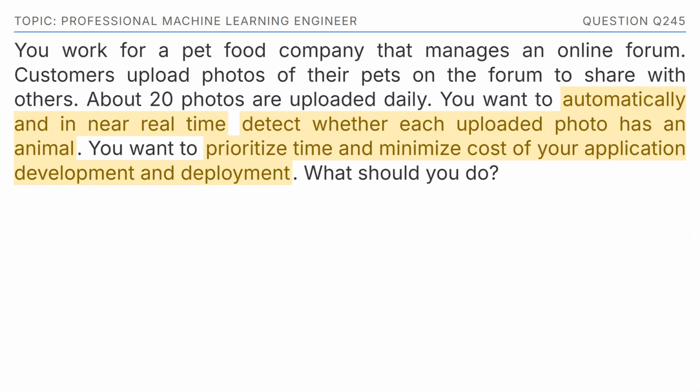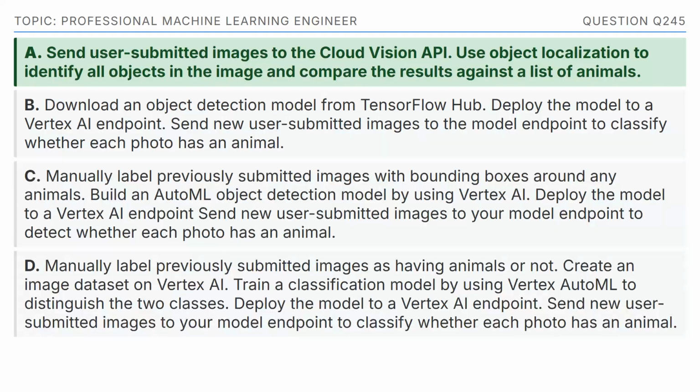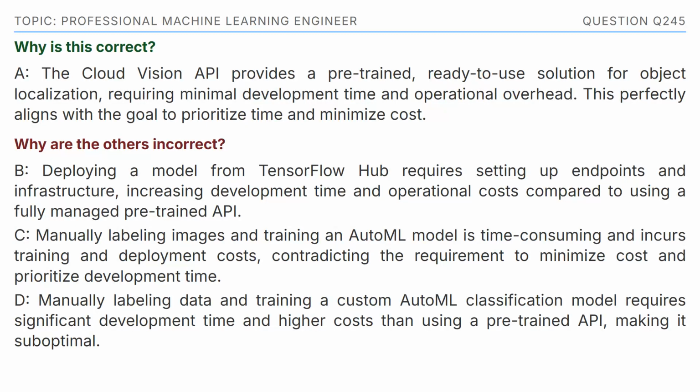To arrive at the correct answer, we focus on the keywords: automatically and in near real time, detect whether each uploaded photo has an animal, prioritize time and minimize cost of your application development and deployment. The correct answer is option A, send user-submitted images to the Cloud Vision API. Use object localization to identify all objects in the image and compare the results against a list of animals. Why is this correct? A. The Cloud Vision API provides a pre-trained, ready-to-use solution for object localization, requiring minimal development time and operational overhead. This perfectly aligns with the goal to prioritize time and minimize cost.